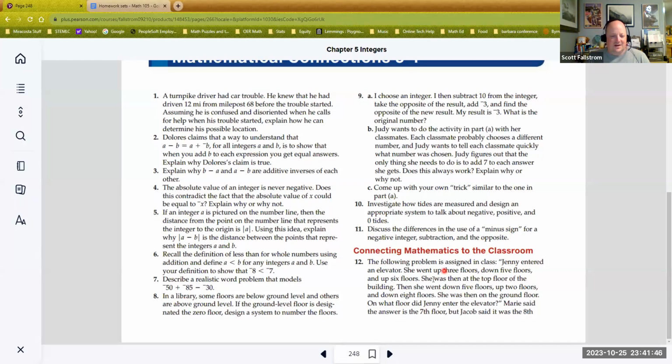Actually, 12 is kind of a fun one. It's talking about an elevator going up and down, and after a while of some ups and downs, you end up at the top floor. After a while of some ups and downs, you end up at the bottom floor. Do a little bit of problem solving strategy to get to the final result there.